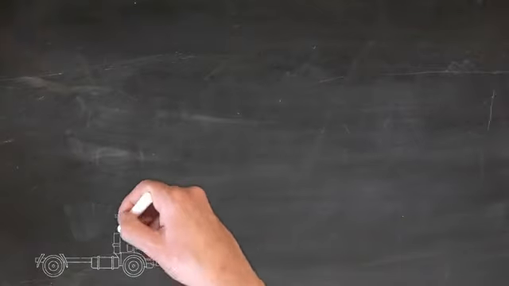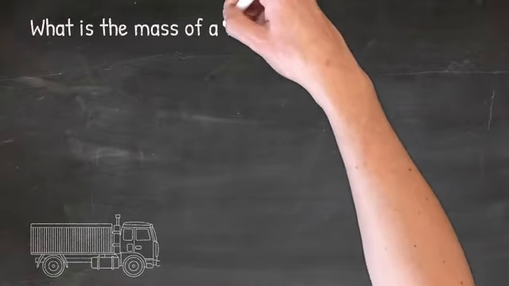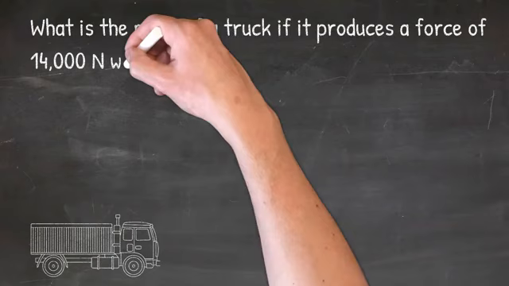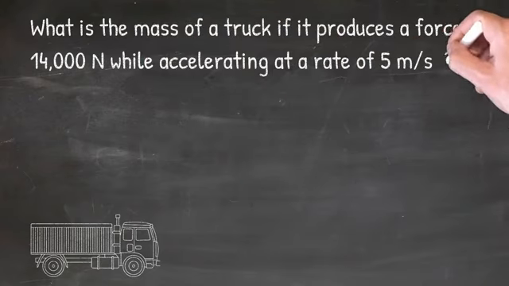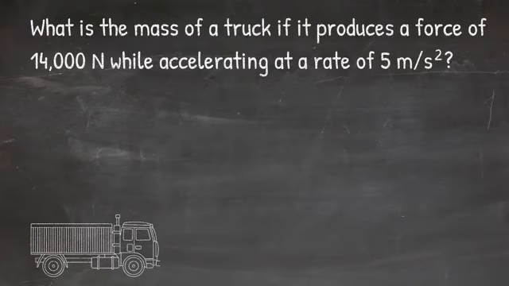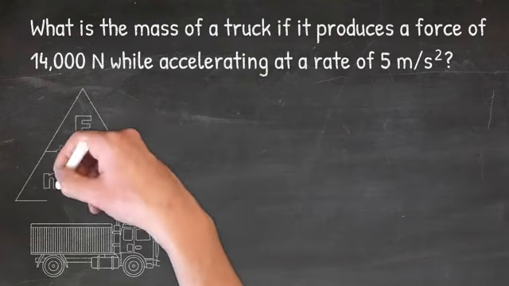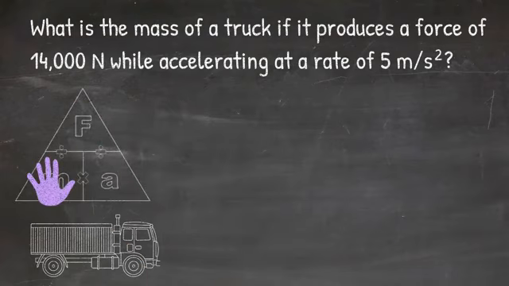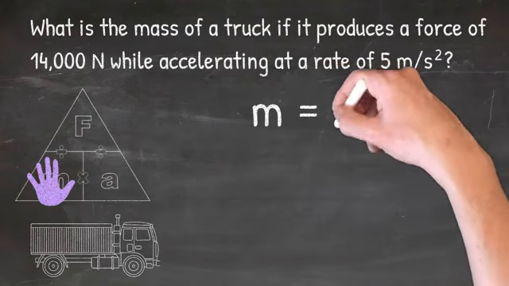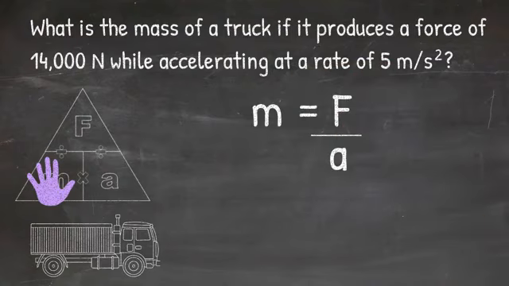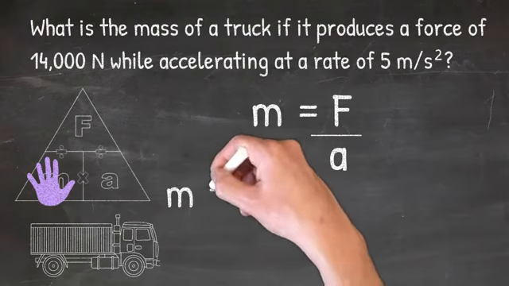In our second problem, the question says, what is the mass of a truck if it produces a force of 14,000 newtons while accelerating at a rate of 5 meters per second squared? Again, I'm going to look at the question and see that it tells me to solve for the mass. So in my triangle, I know I need to cover up the letter m. This tells me if I want to solve for the mass, I need to do the force divided by the acceleration. So I can take the numbers from my problem.